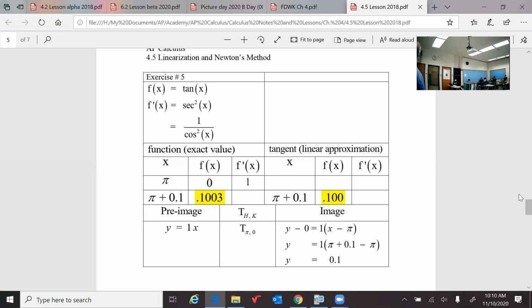That's on the tangent line. If we put pi plus 1/10 into the tangent function of your calculator, we spit out this. So how much are we off by? 3 ten-thousandths.